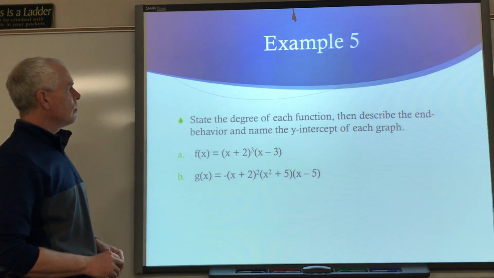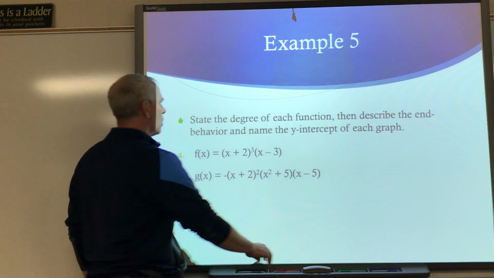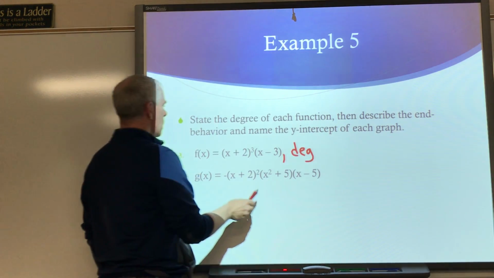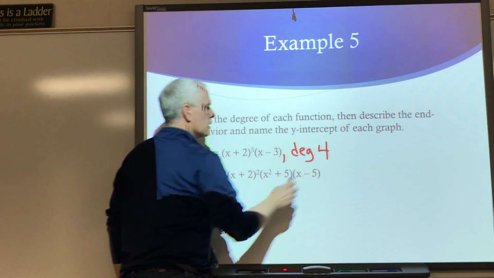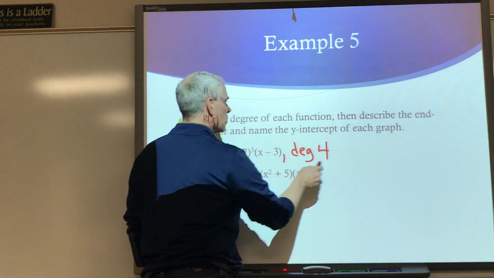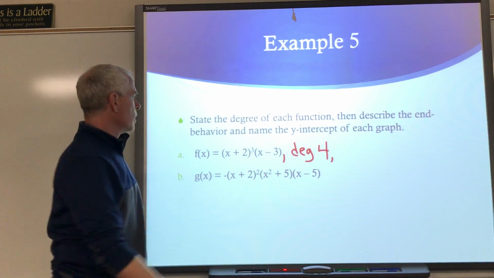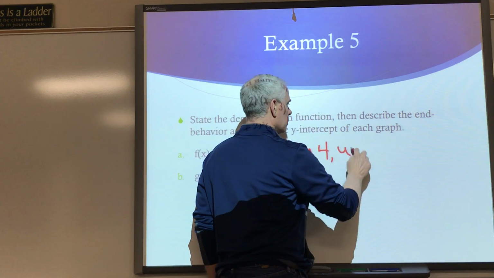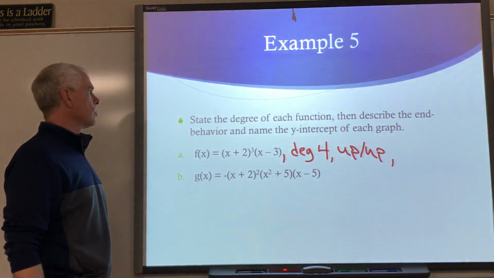All right. State the degree of each function. Then describe the end behavior and name the y-intercept for each graph. So we'll start with the degree. Raised to the third power, raised to the first power, 3 plus 1. That's a fourth degree polynomial. Describe its end behavior. A fourth degree polynomial, even power, it's either up, up, or it's down, down. And since the leading coefficient, x to the third times x, is positive, it's going to be up, up. Again, graph it if you're not sure, to convince yourself.